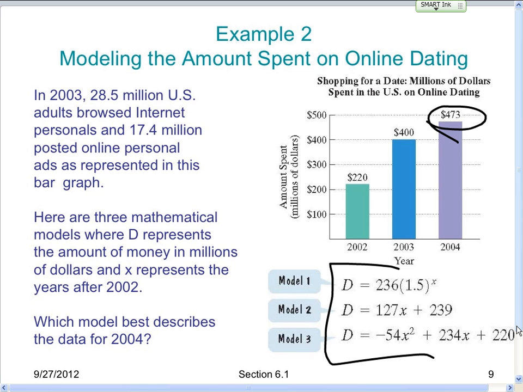So you plug in 2 here. Do you get 473 million? You plug in 2 here. Do you get 473 million? You plug in 2 here. Do you get 473 million? Which one comes the closest to 473?